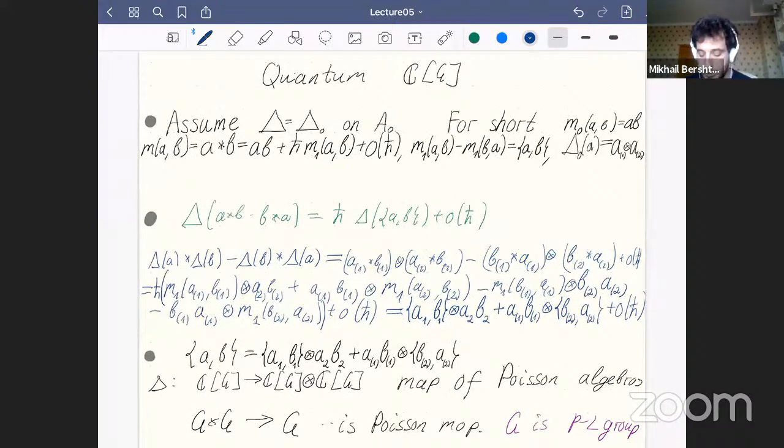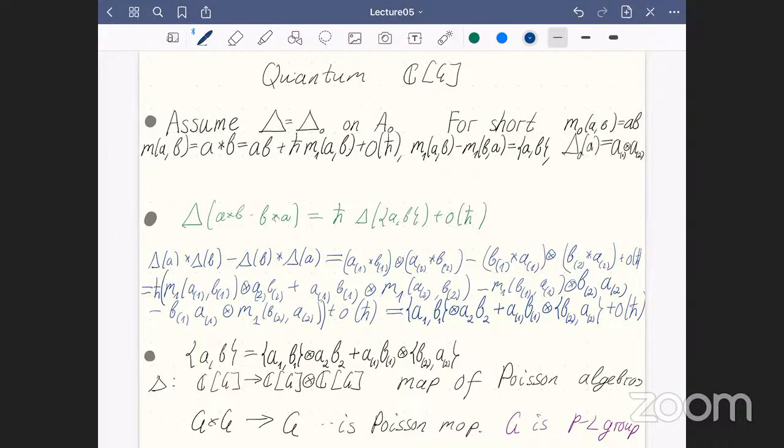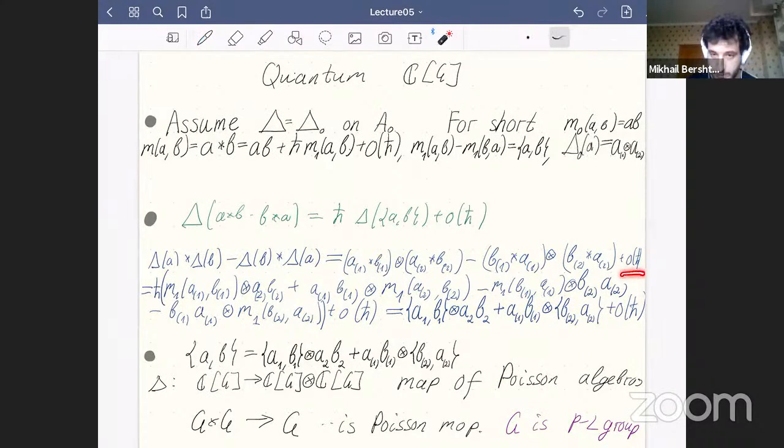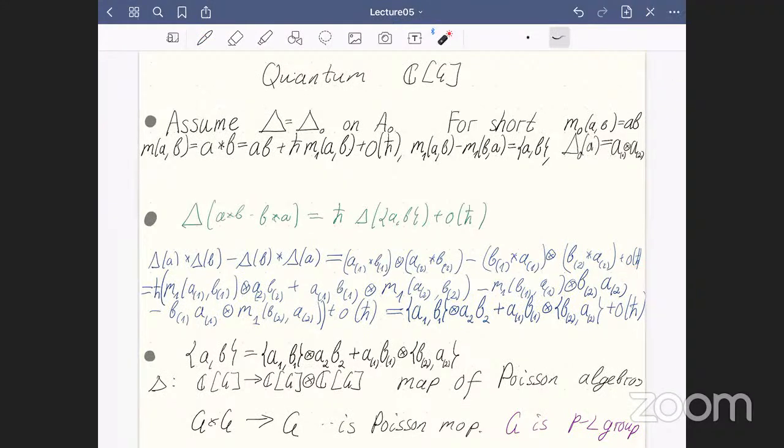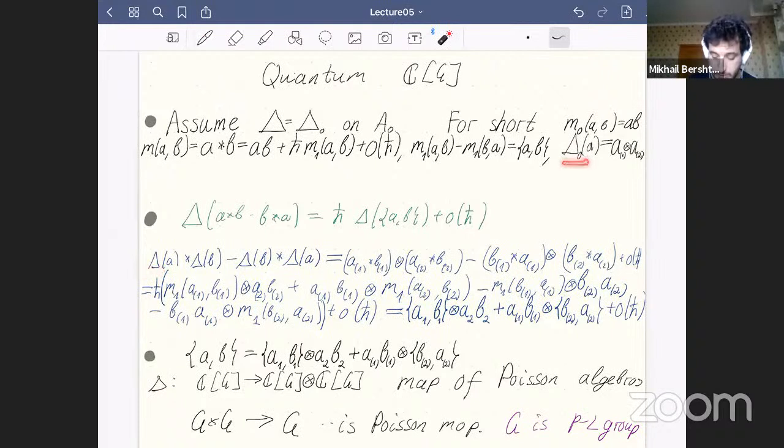Other questions or mistakes? Where in the first equality did the O come from? Here, because here we have delta, but in the definition we have delta 0. So this O is a difference between delta and delta 0 here.